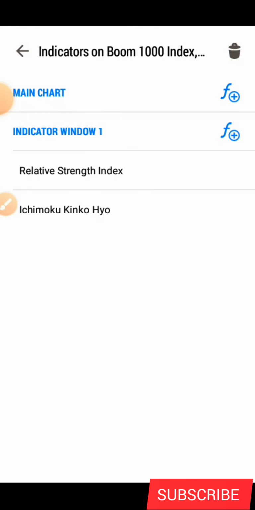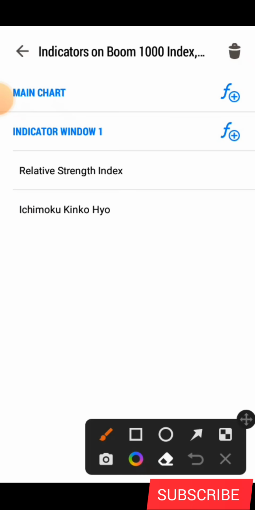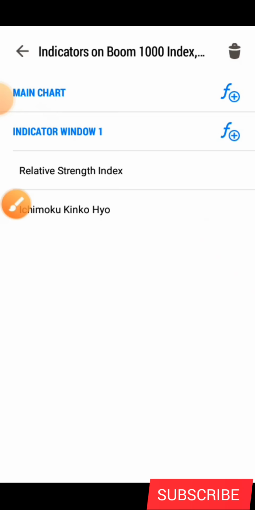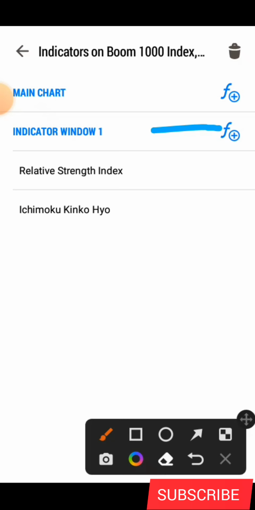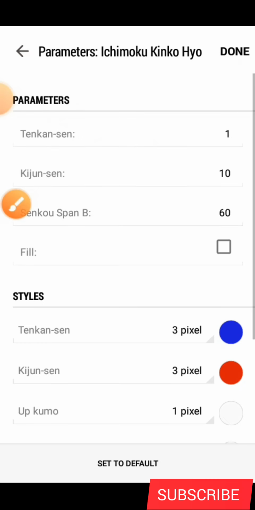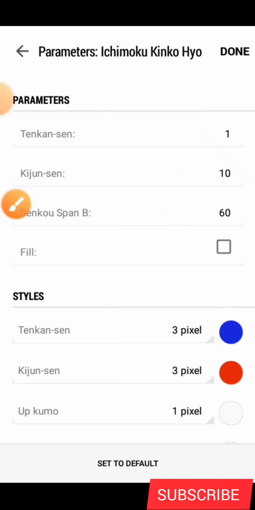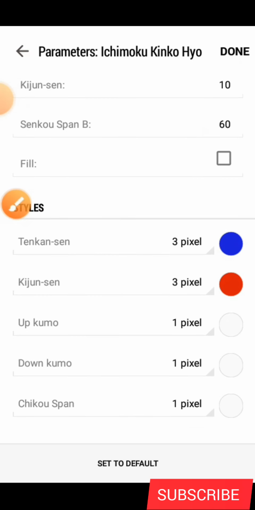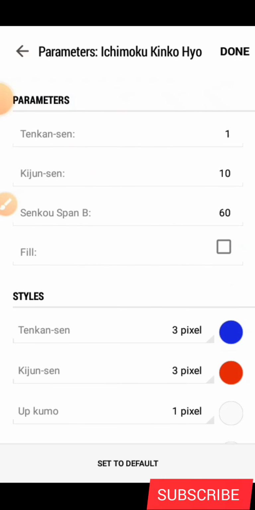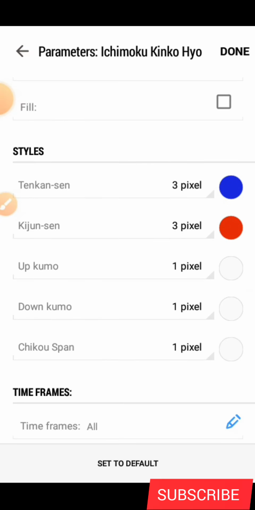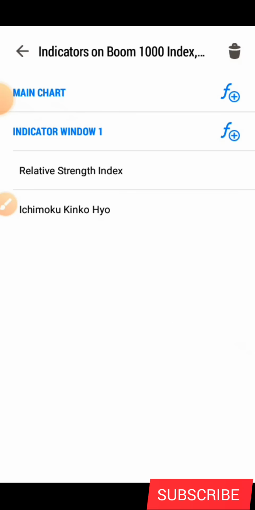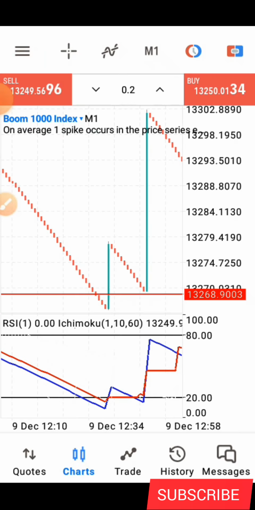So for the Ichimoku, the next indicator is the Ichimoku. You have to search and add the Ichimoku, which is this one right here. But before you add the Ichimoku, this is the icon you have to press. After that, you search and add the Ichimoku. So these are the parameters, as you can see here. You have to take a screenshot of this, or note it down somewhere. After that, you click on done. You are going to have a screen like this.